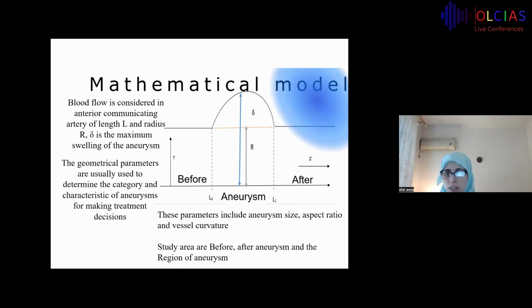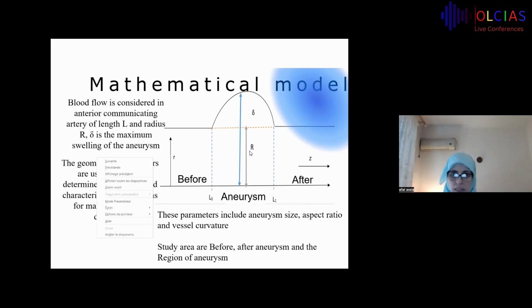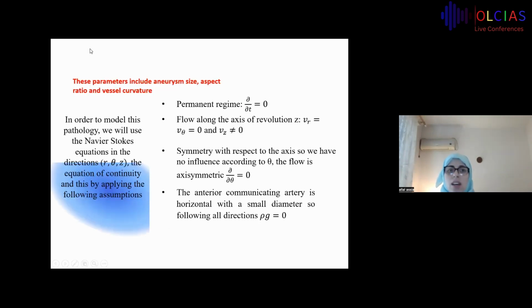This is the mathematical model. Blood flow is considered in the anterior communicating artery of length L and radius R. Delta is the maximal swelling of the aneurysm. The geometrical parameters are usually used to determine the category or characteristics of the aneurysm for making treatment decisions. These parameters include aneurysm size, aspect ratio, and vessel curvature. Study areas are before the aneurysm, after the aneurysm, and the region of the aneurysm.